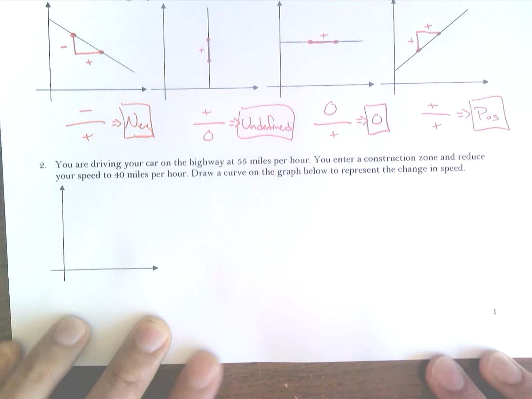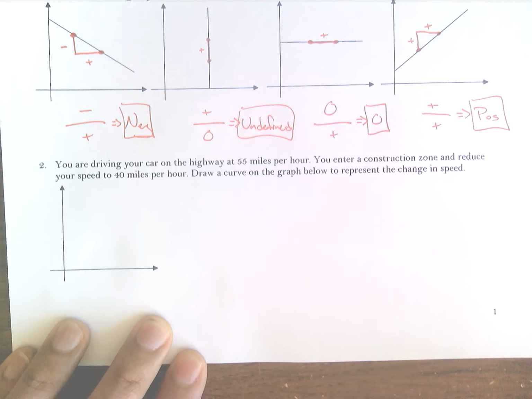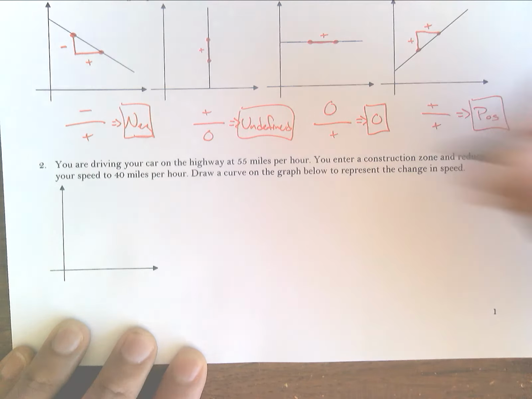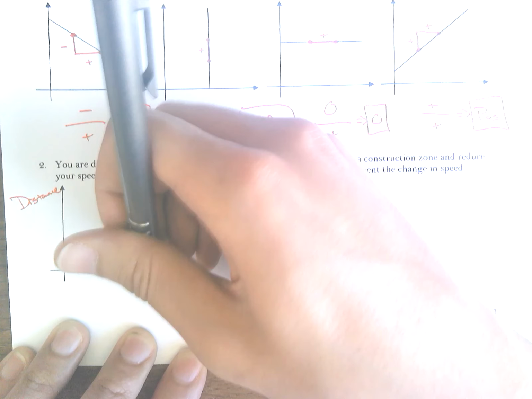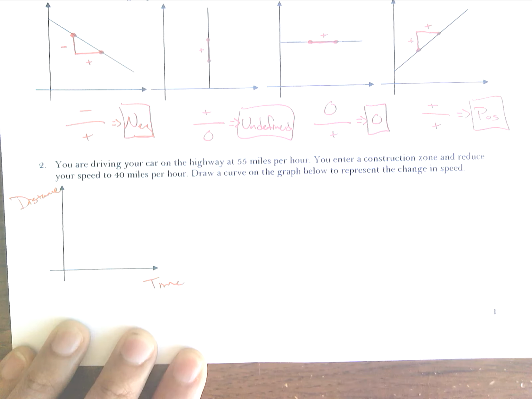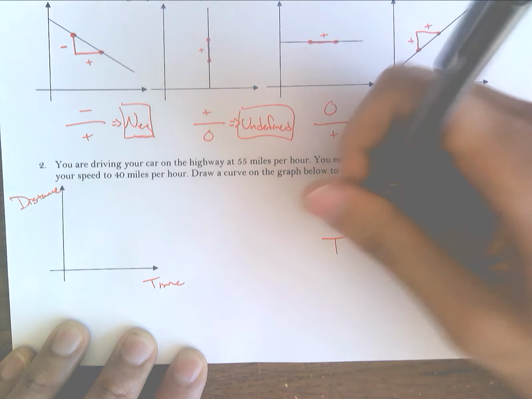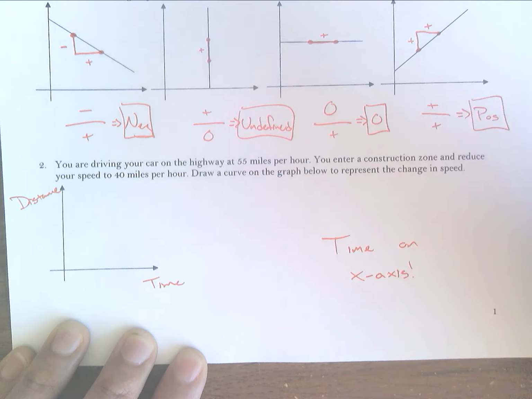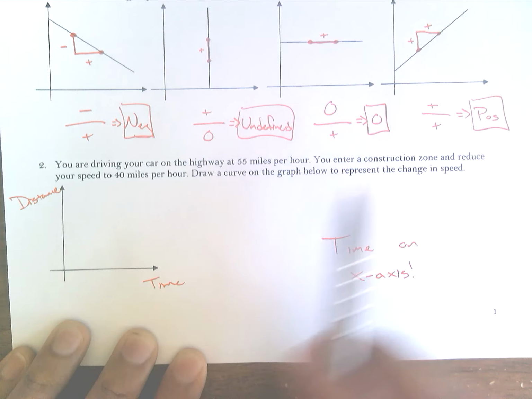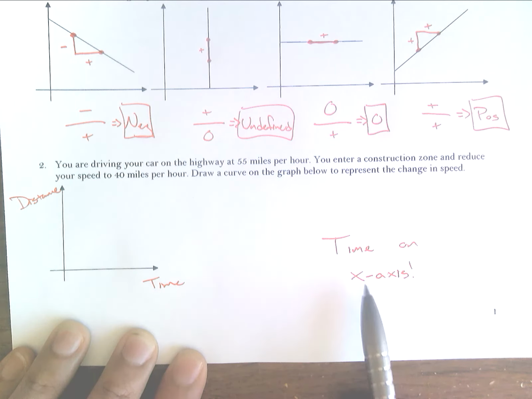So now I want to talk about drawing, or sketching really, some of these graphs for some of these scenarios. You are driving your car down the highway at 55 miles per hour. You enter a construction zone and reduce your speed to 40 miles per hour. Draw a curve on the graph below to represent the change in speed. So anytime we're drawing these, we're going to have this be distance over time. So we're going to put distance up here and time over here. For all intents and purposes, time is almost always going to be on the x-axis. So if we're trying to find the change in speed, this is the distance over the time. Time is almost always going to be on the x-axis.